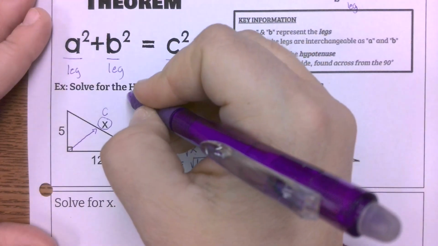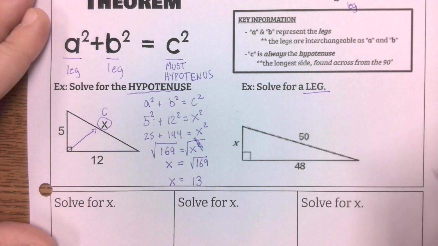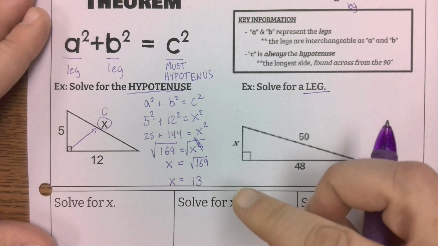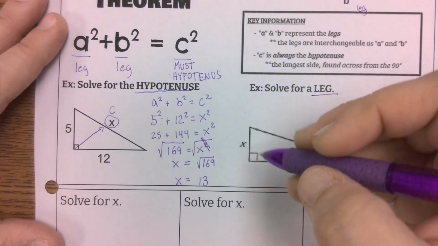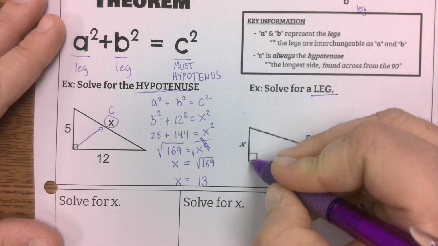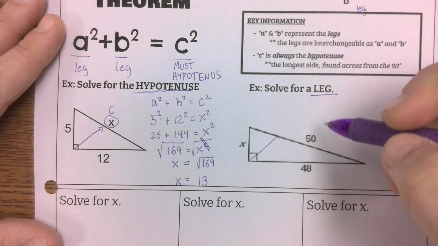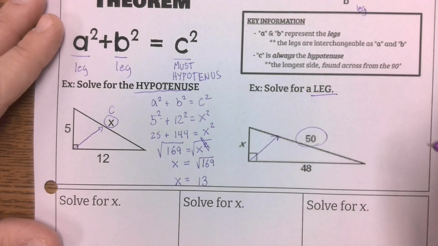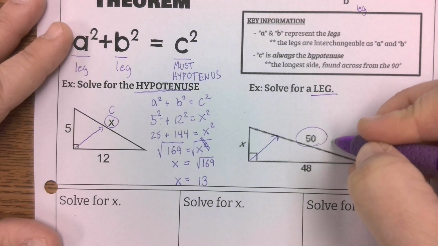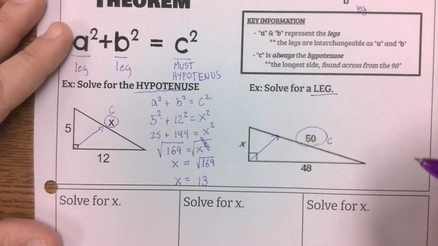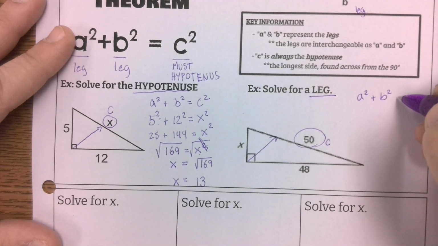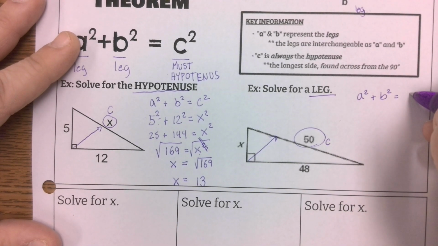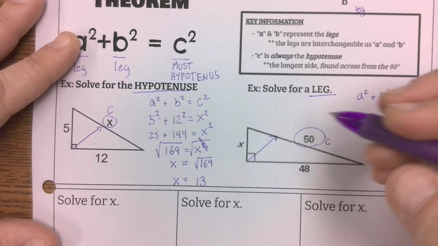Let's try solving for when x is a leg. Okay, and these are examples that you can look at as you're doing your practice below. So this time, I've got a leg and a leg. I find my hypotenuse. I draw a diagonal line through here. This side is my hypotenuse. It's my longest side. It's directly across from the 90-degree angle. That's going to be the one that I have to use for c. Okay, so I have a squared plus b squared. My legs added together and squared are equal to c squared, my hypotenuse squared.